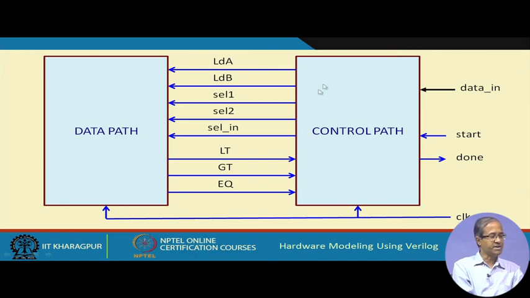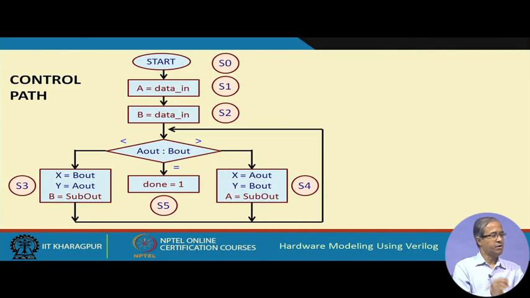So, we will now have to design the control path in a similar way as you saw earlier. For the control path there will be a clock, of course, the data in which will also come to the data path, and there will be a start signal which will initiate the computation of the GCD, and after it is done, the done signal will be activated. These are the signals for the interface. Now, let us come to the control path.